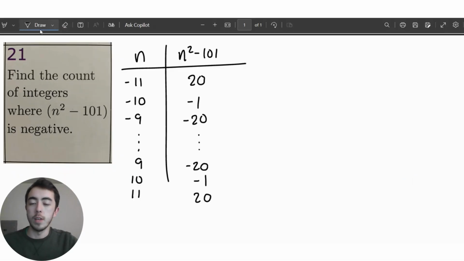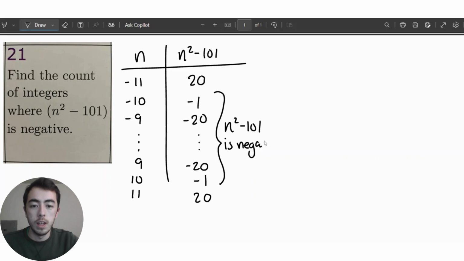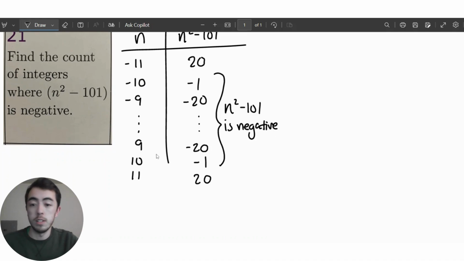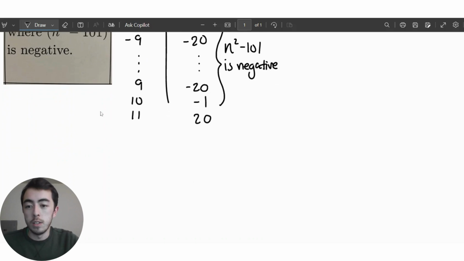All right, so I just made a table to succinctly share my thoughts. Here, if we plug in negative 11 or positive 11, our output is positive. And so here are the only times where n squared minus 101 is negative. All I've got to do is count the number of values of n between negative 10 and positive 10. When you're counting the amount of numbers between two inclusive, you just have to make sure that once you find the distance between the two, you add on another 1.